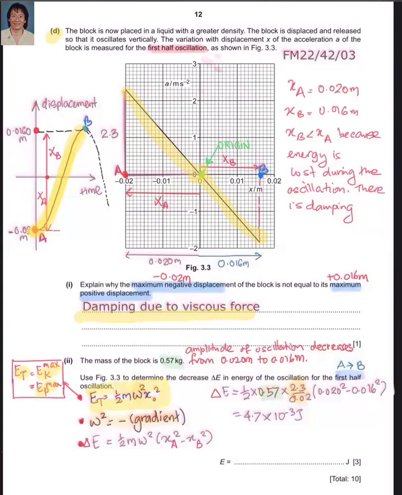So the loss in energy will be equal to half m omega squared times (XA squared minus XB squared), where XA is the amplitude at A and XB is the amplitude at B. So this will give you half times 0.57 times 2.3 divided by 0.02, where 2.3 divided by 0.02 is the gradient of this line, times bracket 0.02 squared minus 0.016 squared. This will give you 4.7 times 10 to the power minus 3 joule, which is the energy lost during the first half of the oscillation.